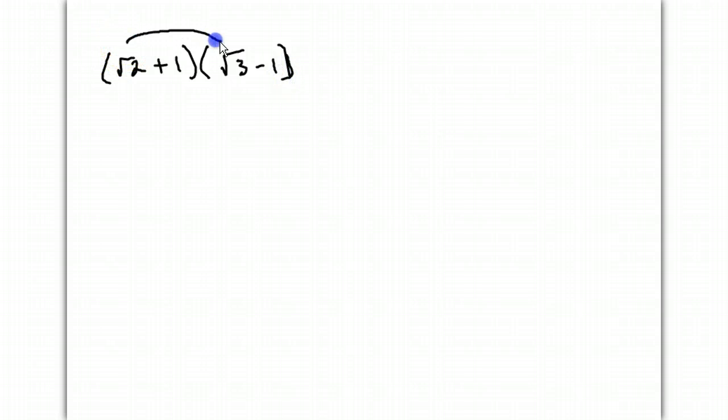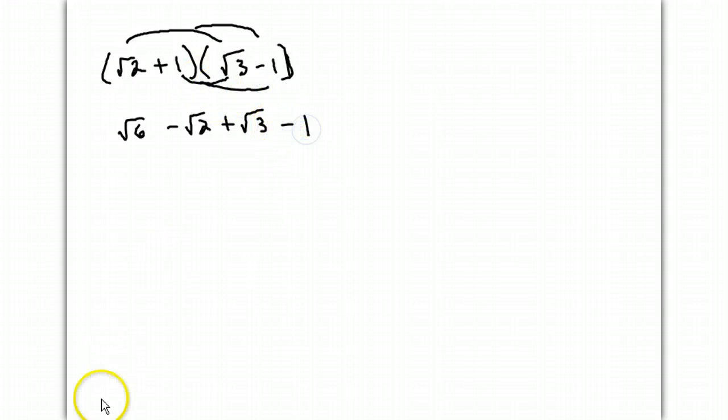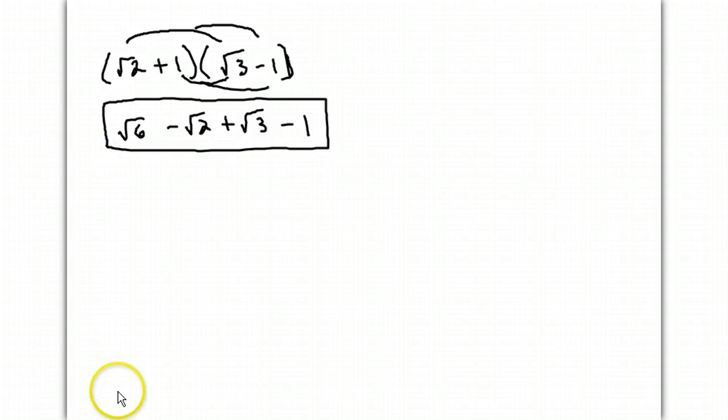Let's say you were given the square root of 2 plus 1, and you wanted to multiply that by the square root of 3 minus 1. Well, this doesn't follow the formula, so therefore you have to multiply it out. So you have square root of 2 times square root of 3, which gives you square root of 6. Square root of 2 times the negative 1, which gives you negative square root of 2. And 1 times square root of 3, which gives you a square root of 3. And 1 times negative 1, which gives you negative 1. Well, that's as far as we can go with this problem. So therefore, the square root of 6 minus the square root of 2 plus the square root of 3 minus 1 will be the actual answer for this problem.